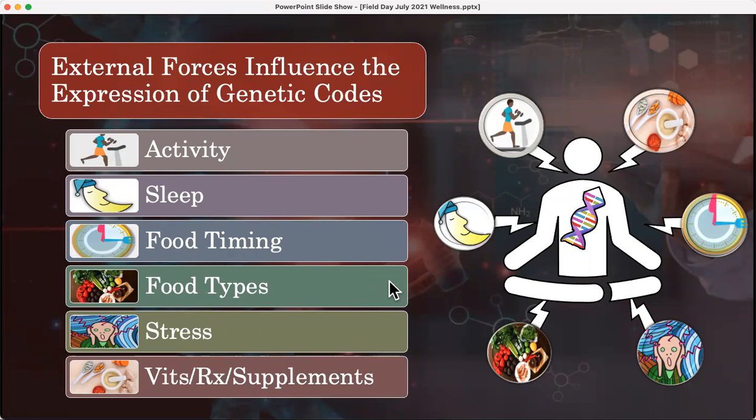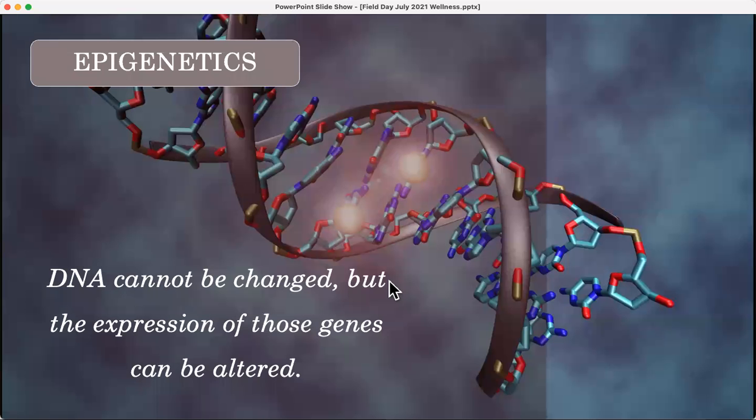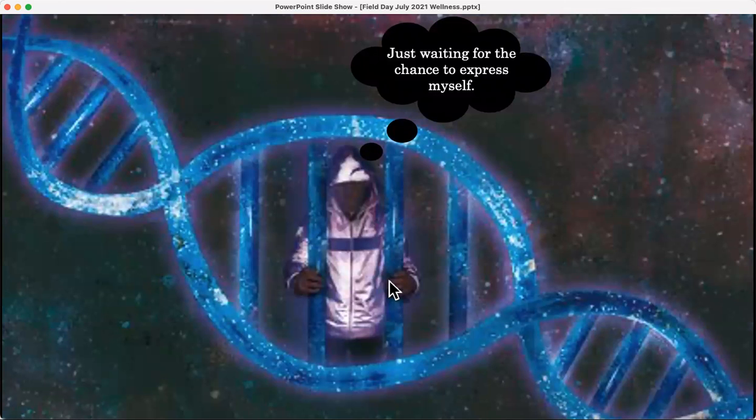So these external forces that we talked about influence the expression of genetic codes. And this is how it works. With epigenetics, your DNA cannot be changed, but the expression of those genes can be altered. So it's the bad man inside, bad woman inside, waiting for the chance to express themselves.